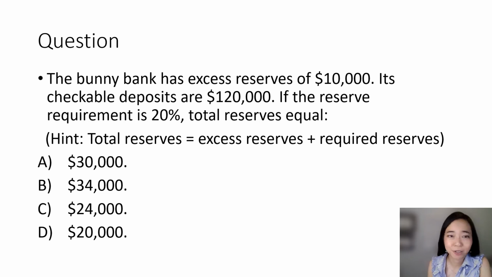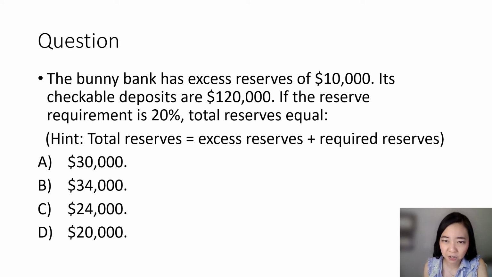Here is an example question. Suppose a bank has an excess reserve of $10,000. Its checkable deposits are $120,000. If the reserve requirement is 20%, what is the total reserves? So here's a hint. Our total reserves is equal to excess reserves plus required reserves.